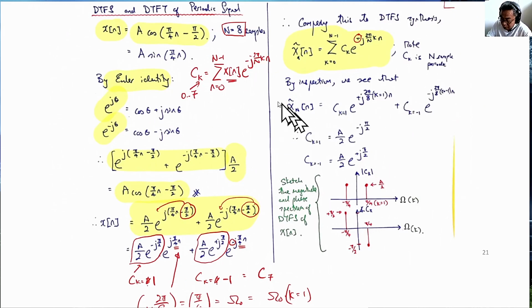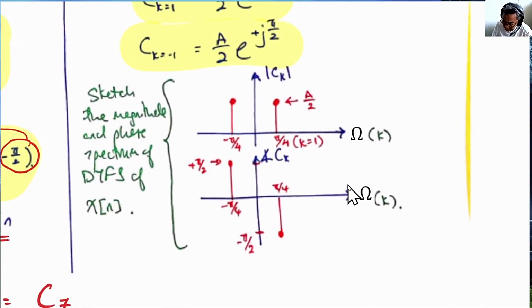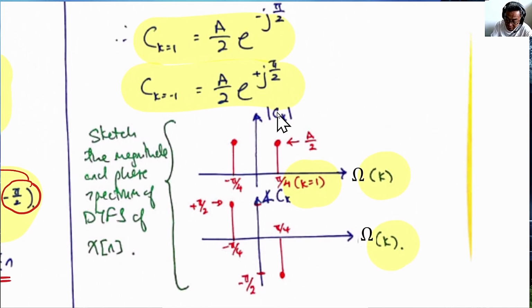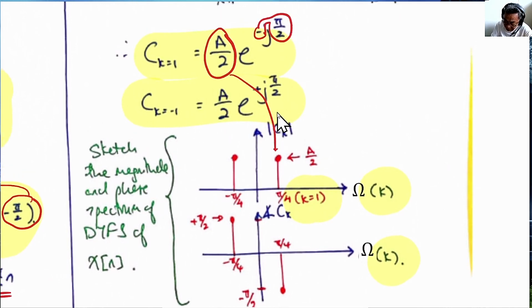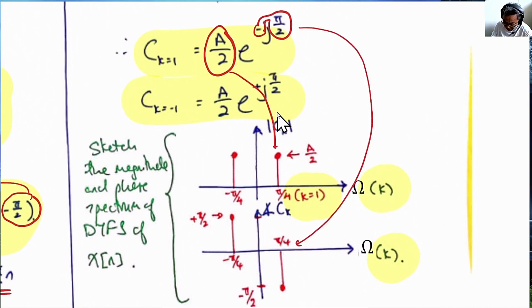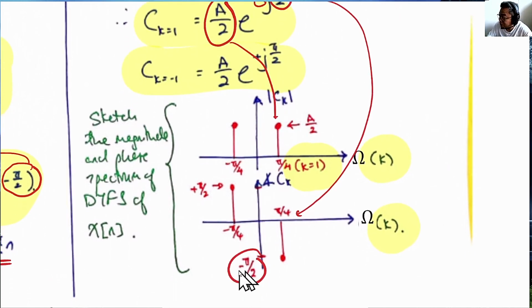So we use the trick of inspection of the synthesis equation against the Euler decomposition of the complex exponential and we identify c_1 and c_minus 1. Now we are going to plot. So let us plot with respect to k, and k at 1 will have an amplitude of A over 2, which is over here. And it would have a phase shift of minus pi over 2. So the phase shift is minus pi over 2.